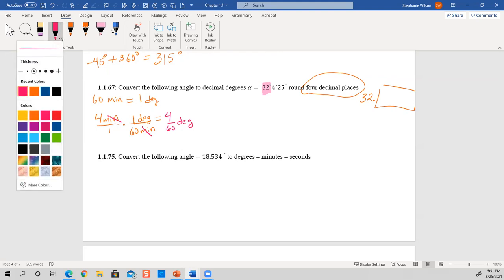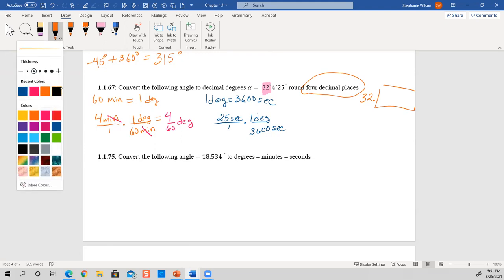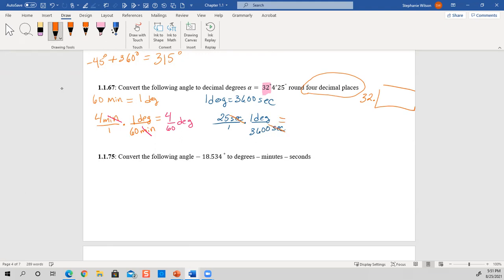So now let's solve the seconds. On the seconds part, I know that 1 degree is equal to 3,600 seconds. So let's solve for it. I got 25 seconds. I'm going to put a 1 under it, times it by this conversion I know. Since we want degrees, we want it on top, and we want the seconds to reduce. So now let's make sure we can mark out our seconds and it's set up right. So 25 times 1 all over 3,600 degrees.